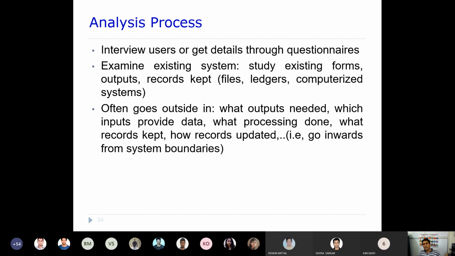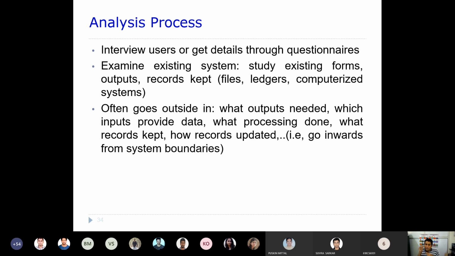And usually when we are going through this analysis process, we often go from outside to inside. Going from outside to inside means we go from the boundary of the system. Boundary of the system means what? First, what is the input and what is the output. They may be at the very front line.